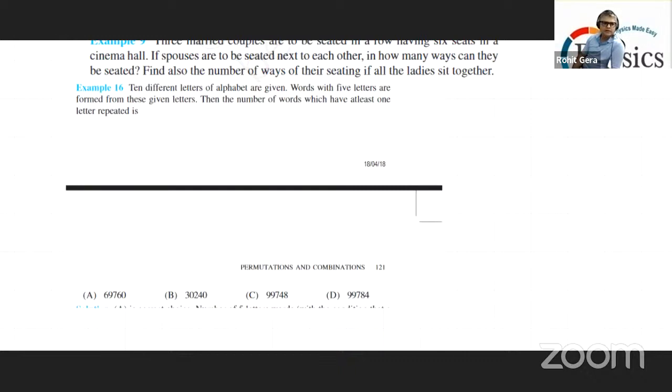How much will it come? 30,000 will come. So A will be 1 lakh minus B, 69,000. It will come close to 30,000, right? 720 into 420.